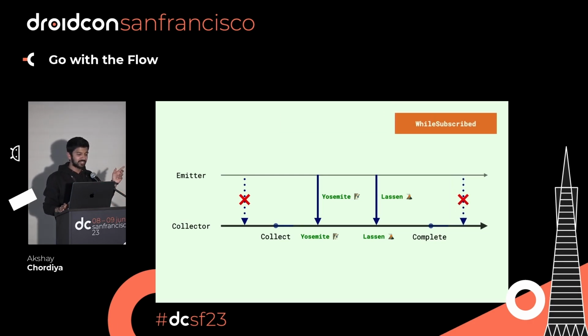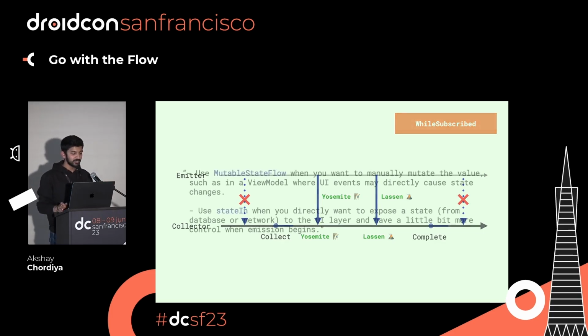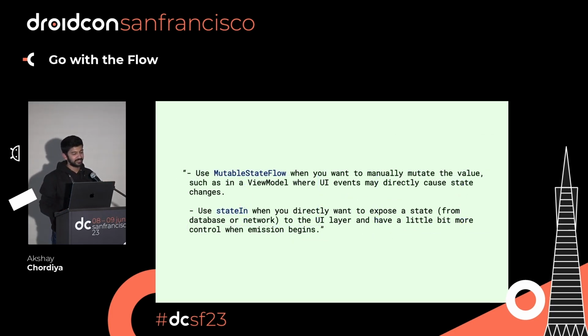And then there is while subscribed, which I think is the smart one. It seems the smartest one. It only emits values when there are active collectors, which means as soon as the first collector comes in, it's like, okay, let me send the values. And when there is no collector, it's like, oh, no one's here, I should stop talking. That's how while subscribed works. So coming back, it might be confusing when you should use the mutable state flow directly, or when you should use the stateIn operator.